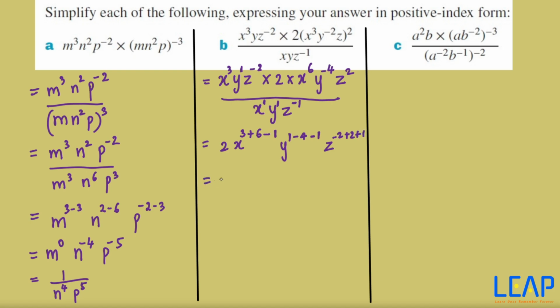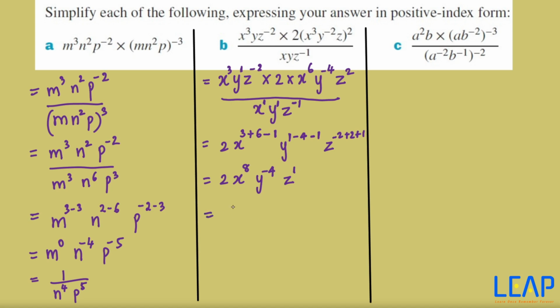Now let's simplify this. That's going to give you 2. X to the power of 3 plus 6 is 9. 9 minus 1 is 8. Okay. And then y will be 1 and minus 1 you can cancel. Negative 4. So that will be y to the power negative 4. Then same thing with z. It will be just 1 if you simplify that.